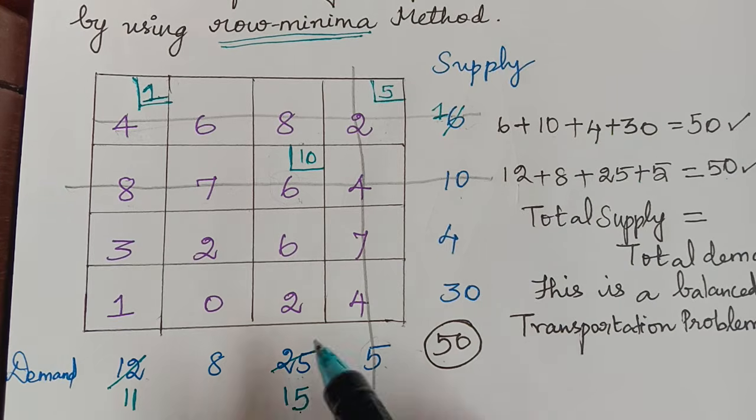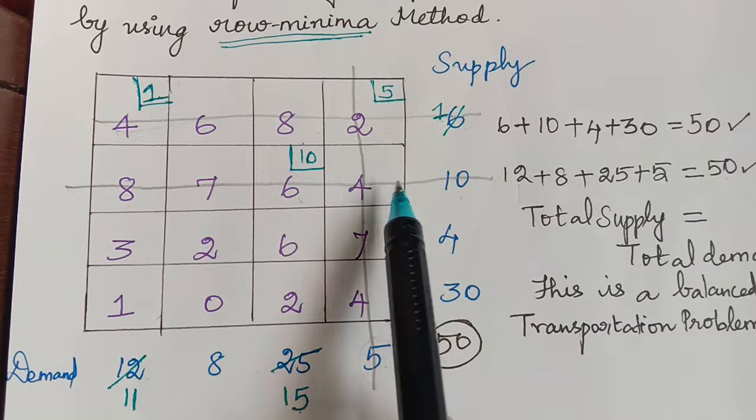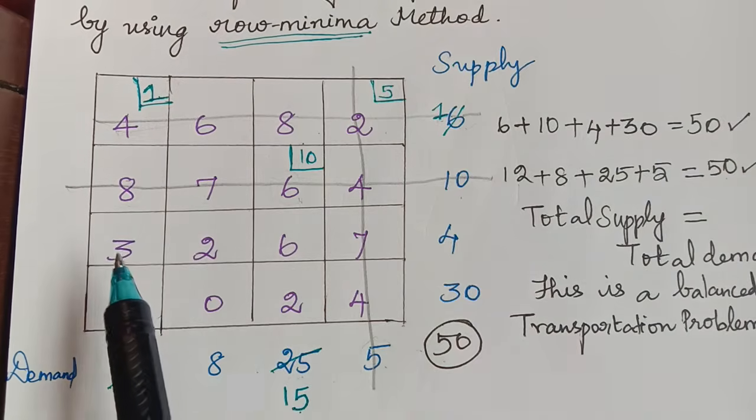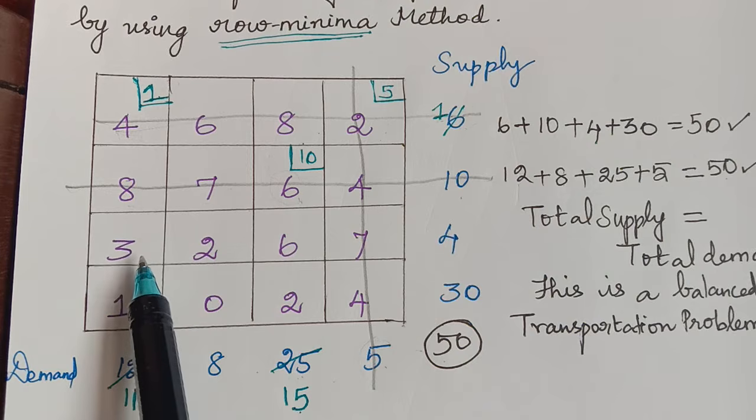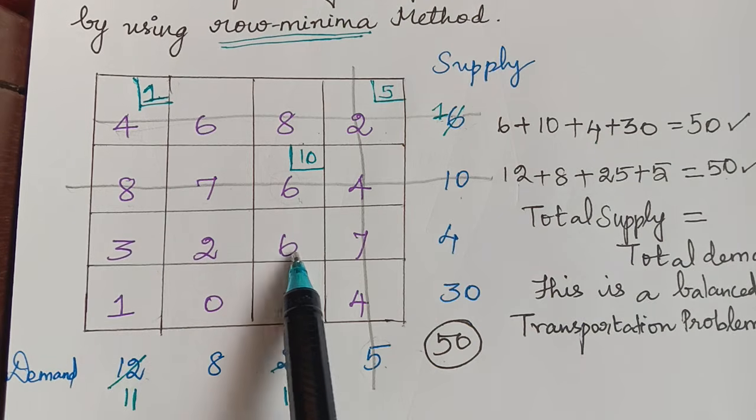Now after this, if we check, the second row is completely done. It is struck off. So we have to give the allotment for the third row. In the third row, the elements left out are this, this and this.